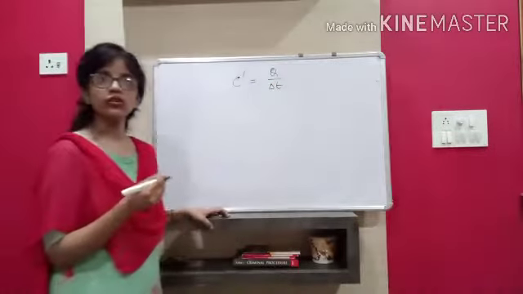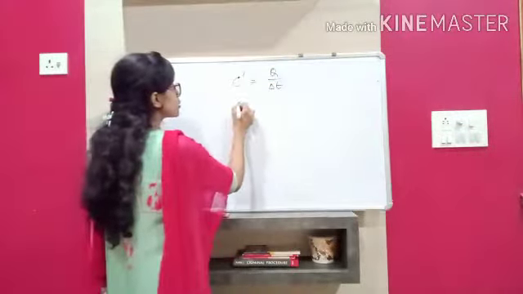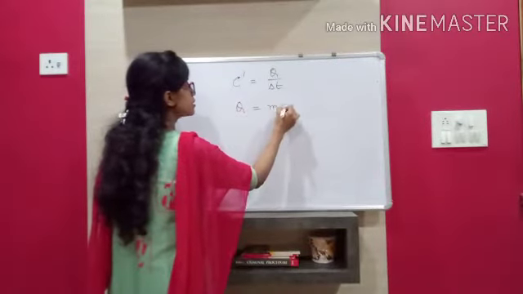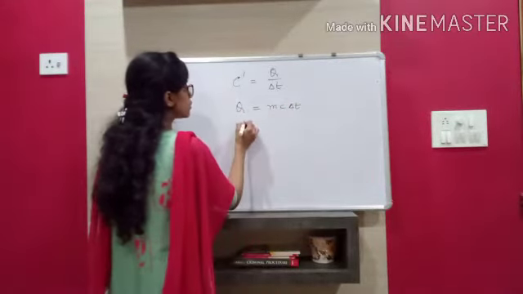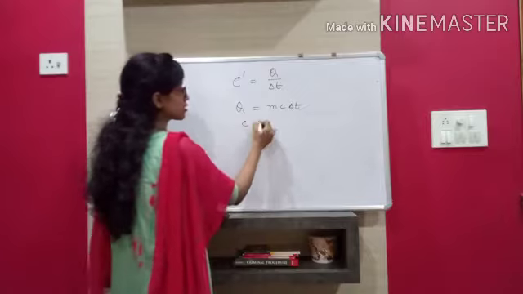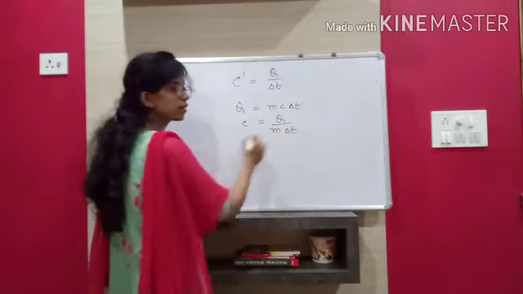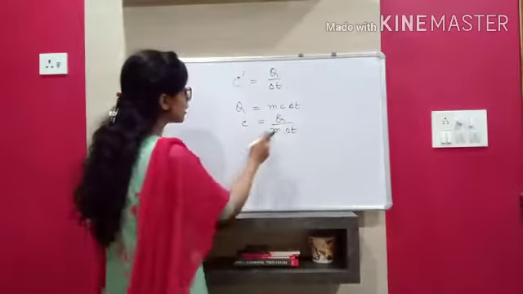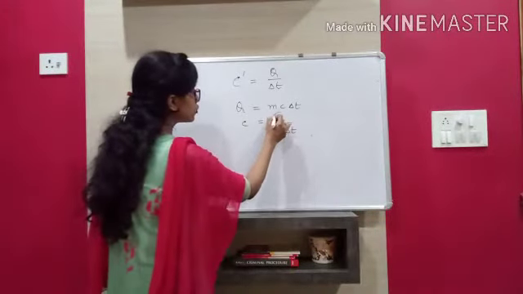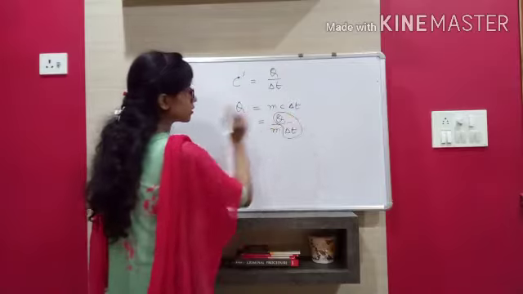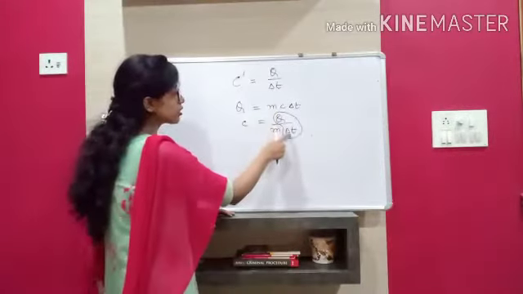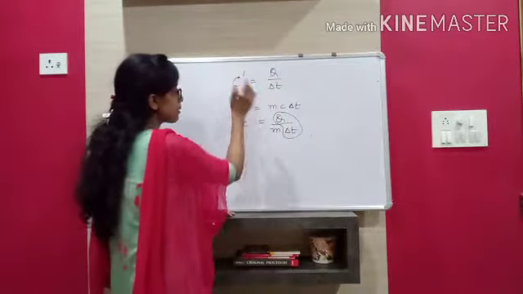And how do we know specific heat capacity? Q is equal to mc delta T, or simply small c, which is specific heat capacity, is Q upon m into delta T. Clear? Now if you see, we have this Q upon delta T. Can you see Q upon delta T? This Q upon delta T is nothing but heat capacity.